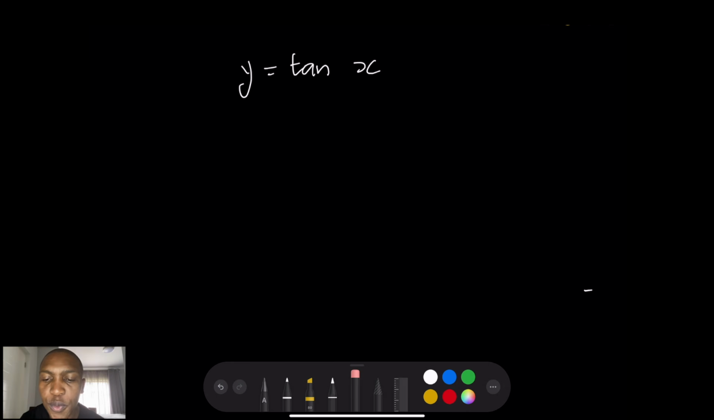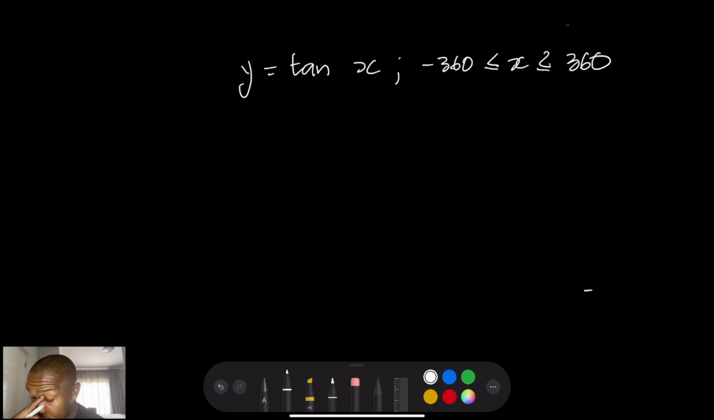First of all, I'm just going to take the normal tan graph, where the amplitude is 1 and the frequency is 1, and just look at it. Let's draw that graph within the period of minus 360 to 360. So let's say x is between minus 360 and 360. All right, now let's have a look at it quickly. What would that graph look like?